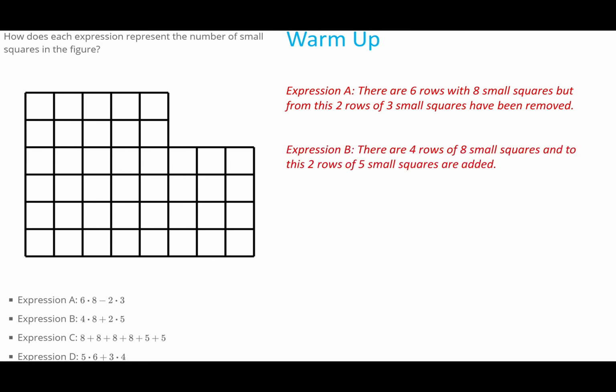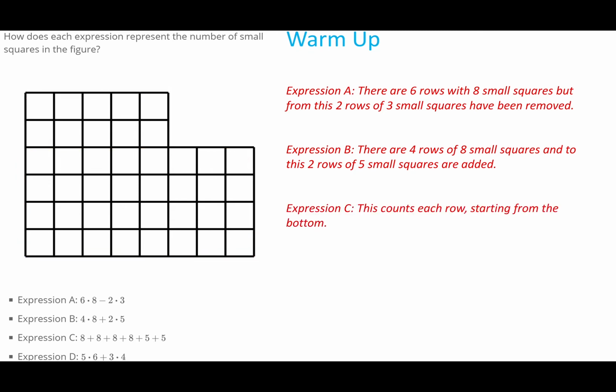For expression B, this time we also see the 8 for 8 squares in the row, but it only counts these 4 rows here at the bottom that have all 8 of those squares. So 4 times 8, and now plus 2 times 5 to add on these 2 rows of 5 above.